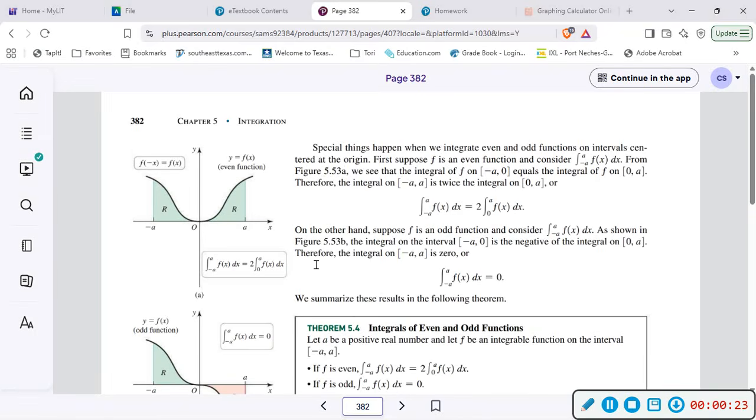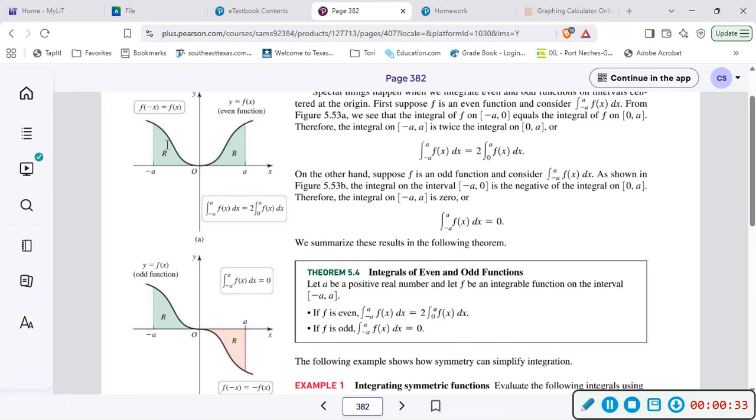All right, so here we can see we have a function. This would be called even. It's symmetric about the y-axis, and the area on the left side of the graph is equal to the area of the right. And so if we're integrating from some negative to the positive value, we'll just get double the integral from 0 to the positive value.